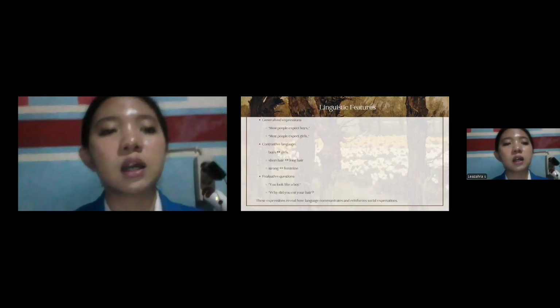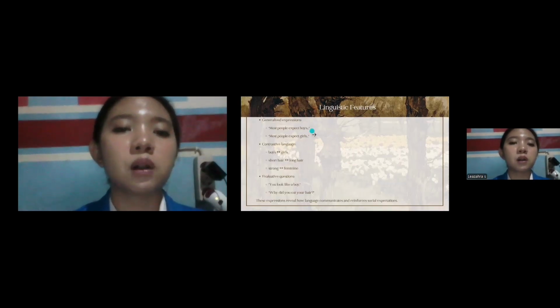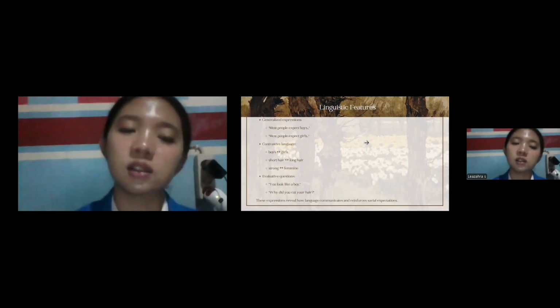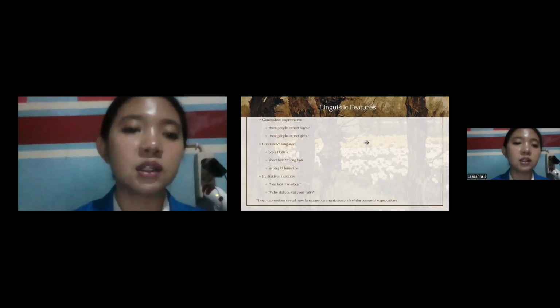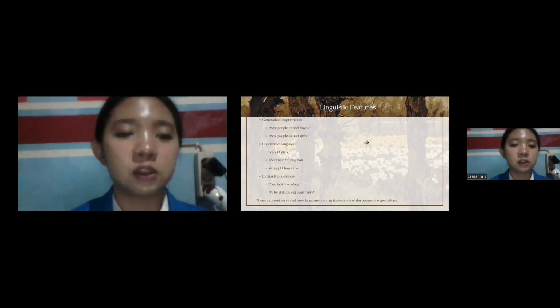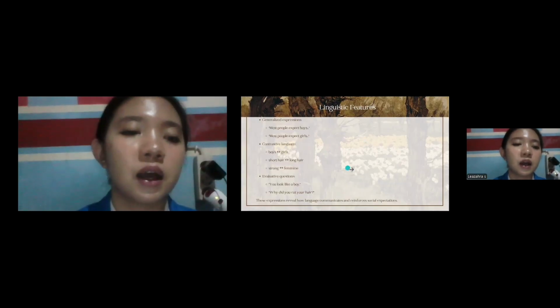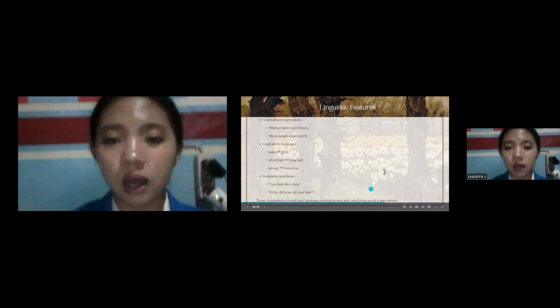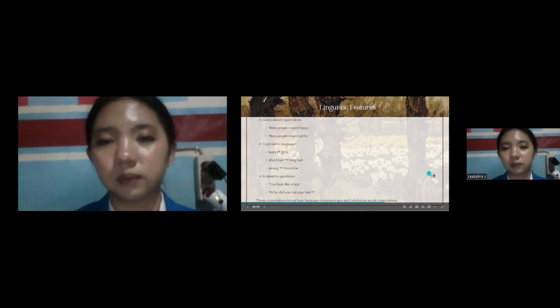Linguistic features. 1. Generalized expressions, including "most people expect boys" or "most people expect girls." 2. Contrastive language: boys always associate with short hair and girls always associate with long hair. 3. Evaluative questions, such as "You look like a boy. Why did you cut your hair?" These expressions reveal how language communicates and reinforces social expectations.